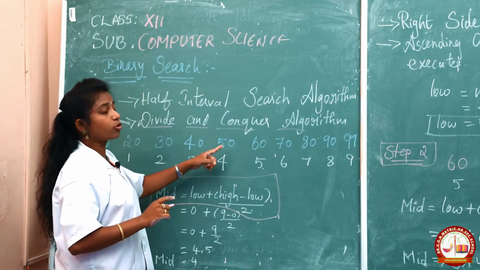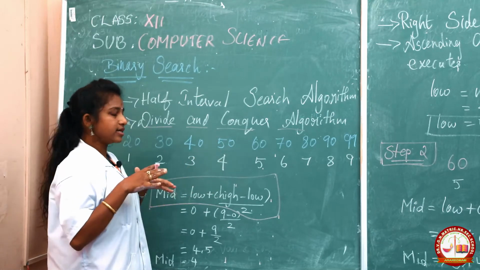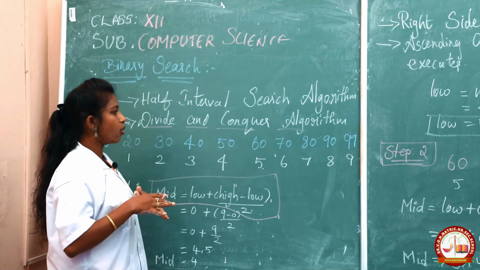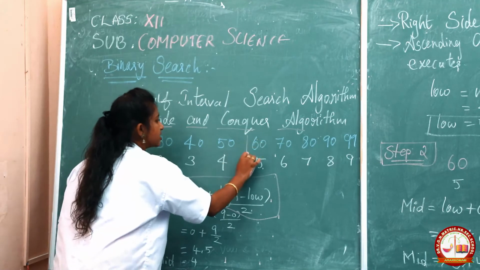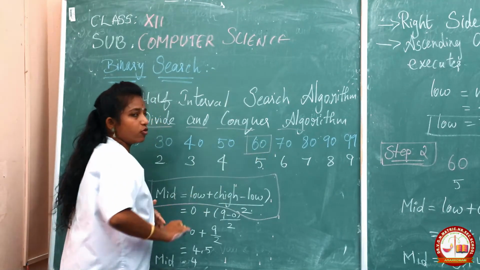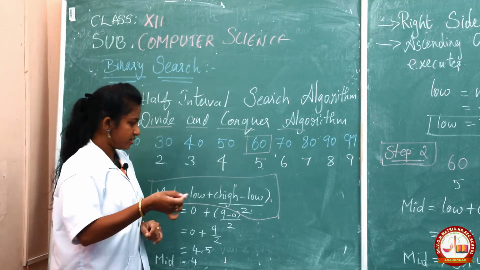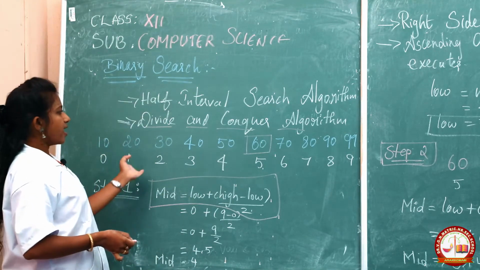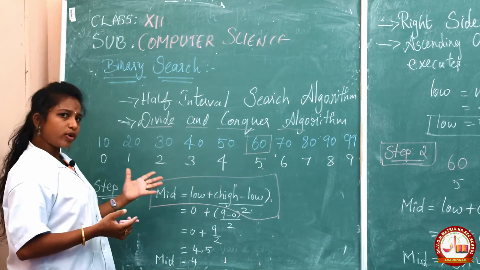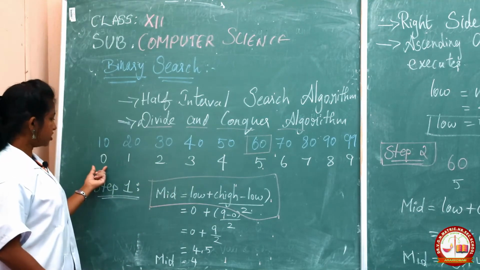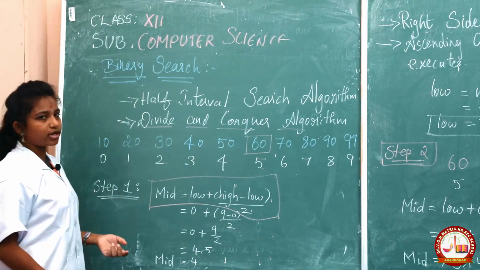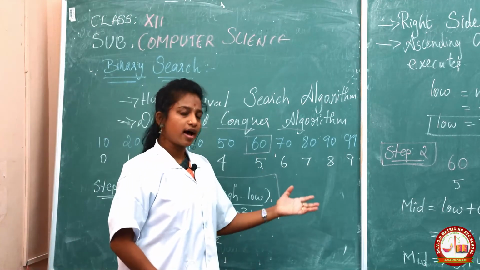What is the value I am going to search here? Let us consider our searching element is 60. Now I am going to find the value 60. So what are the steps? See the first step. Here I am going to find the low value. What is the low value? Obviously 0 is the low value. What is the high value? 9. This is the high value.